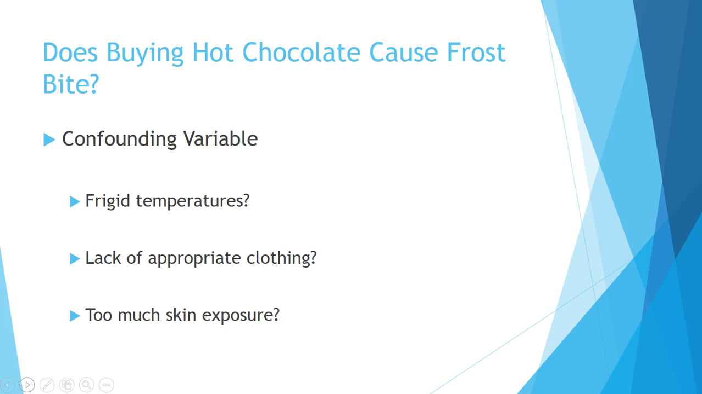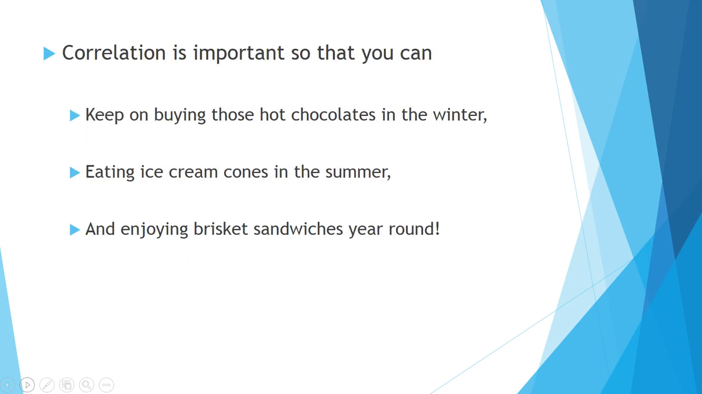So the confounding variable for the hot chocolate causes frostbite could be just really extremely cold temperatures, lack of appropriate clothing, or too much skin exposure during those frigid temperatures. There are many other things that could have caused frostbite, not buying hot chocolate. So watch out for those confounding variables so that you can analyze true correlations. And that correlation is important so that you can, based on the examples we've gone over, keep buying those hot chocolates in the winter, keep eating ice cream cones in the summer, and of course, enjoying brisket sandwiches year-round.